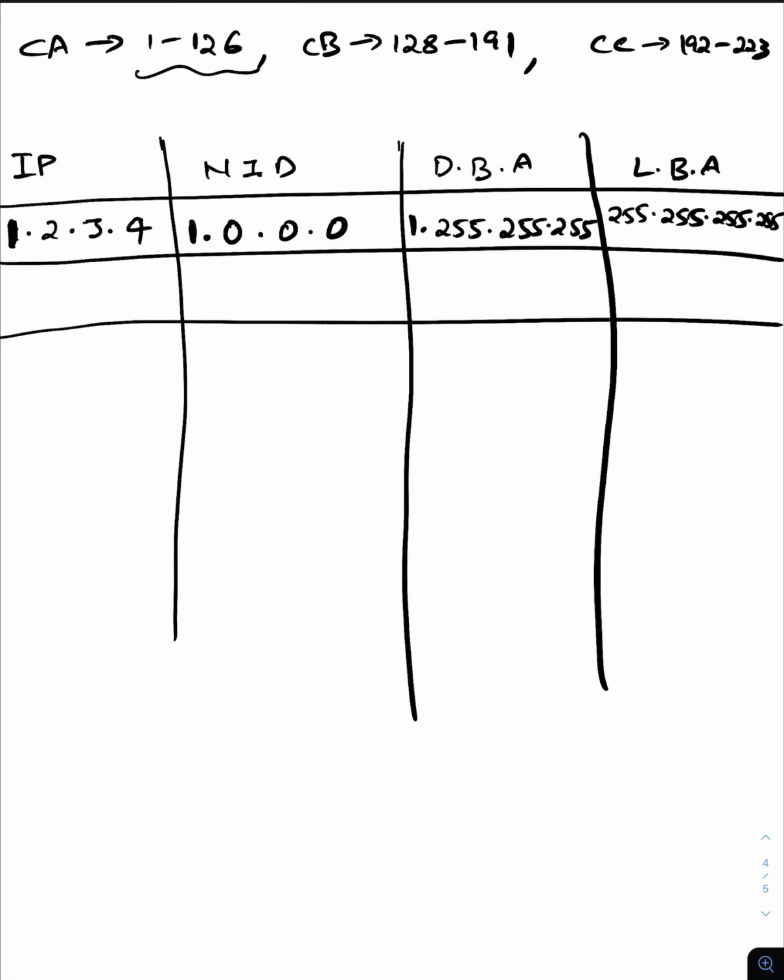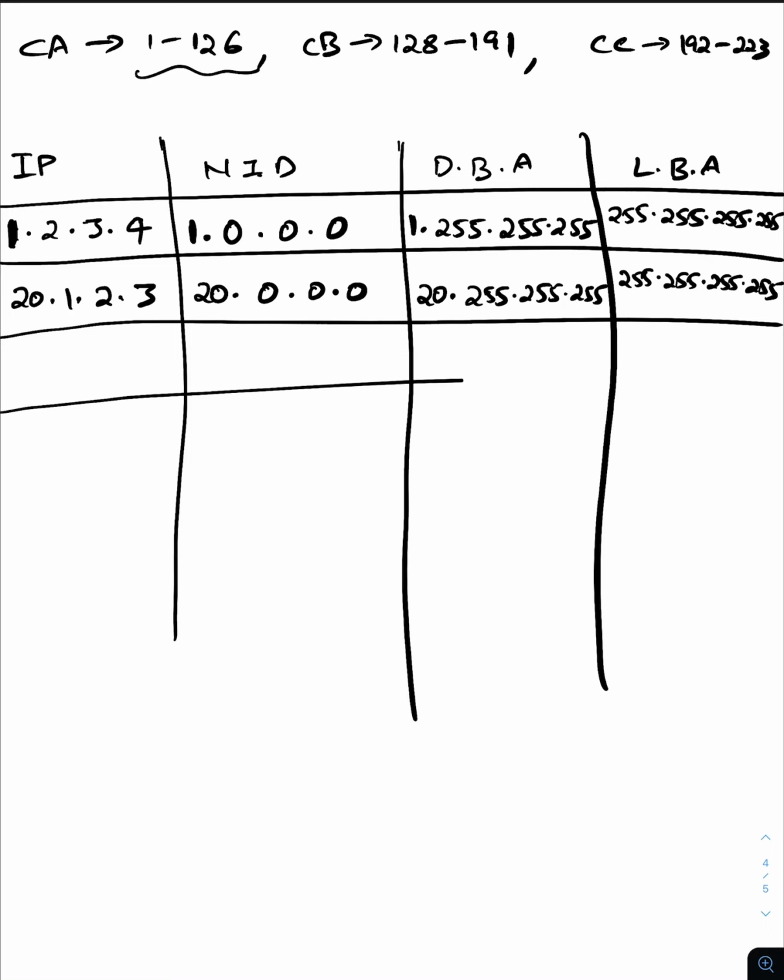Let's take one more class A example. Suppose 20.1.2.3. Since 20 lies between 1 and 126, it's class A. Again, you represent this network by the network ID followed by all the zeros. So 20.1.2.3 belongs to the network 20.0.0.0, and your direct broadcast address is 20.255.255.255, and your limited broadcast address is again 255.255.255.255.